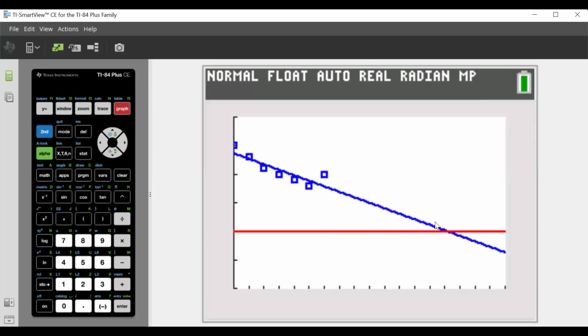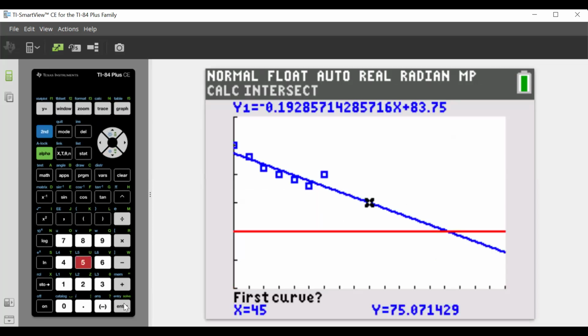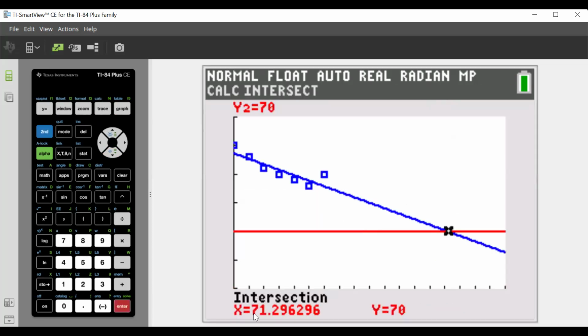Sometimes you just have to play around with it. So at this point, this is going to be when it is equal to the value 70. Anything below that, or after that, and x is going to be the time. So second trace, we want to find the intersection point. So anytime after x is 71.3, basically, then we should be okay. So let's write that down, 71.3.